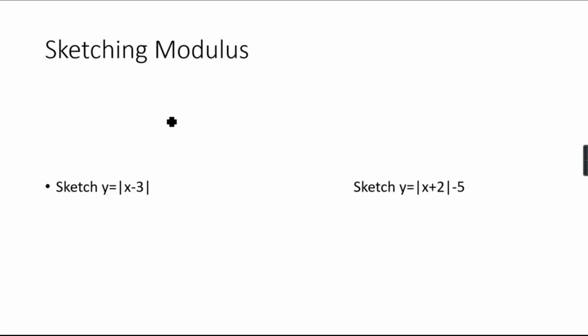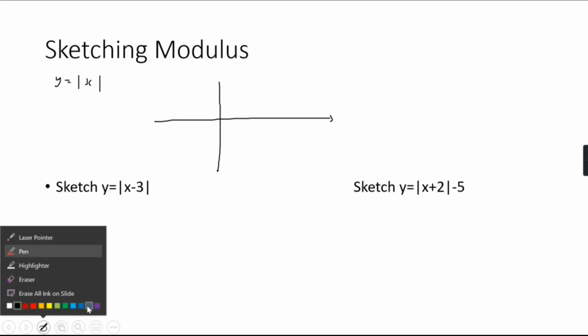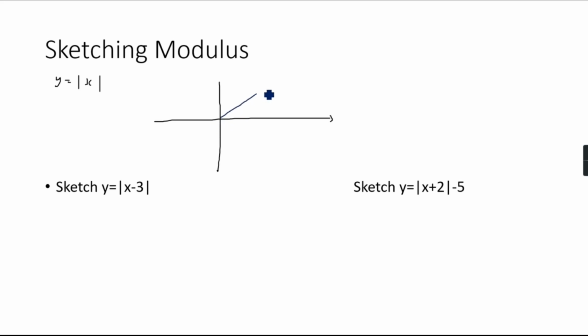But how do we draw modulus? Let's start off by drawing y equals modulus of x before we delve into the questions I've put below. What we do is simply ignore the modulus for a second and start off by drawing y equals x. So what would the graph of y equals x look like? I'm going to draw it in blue. It just goes through the origin. It's just a straight line graph.